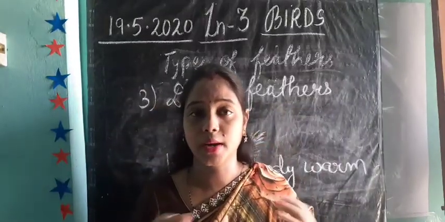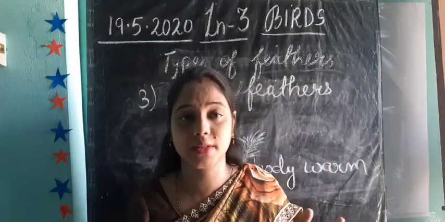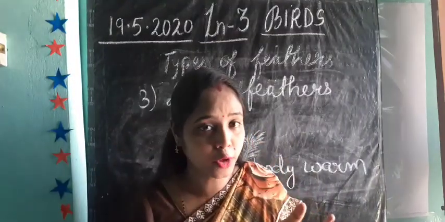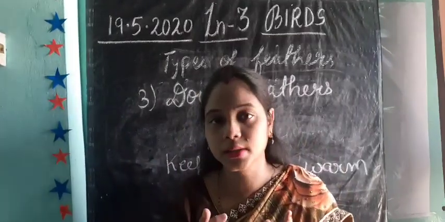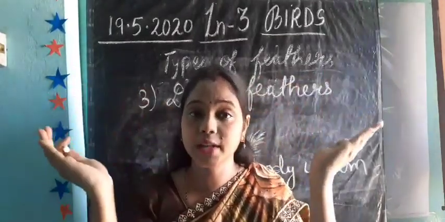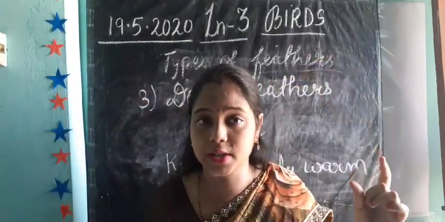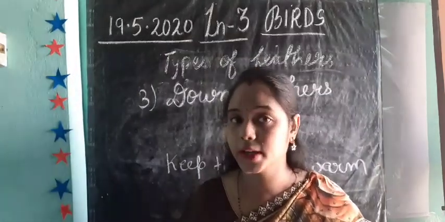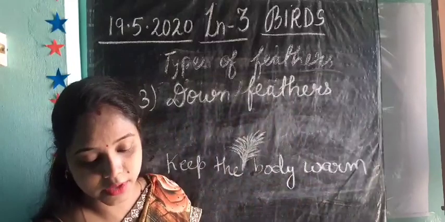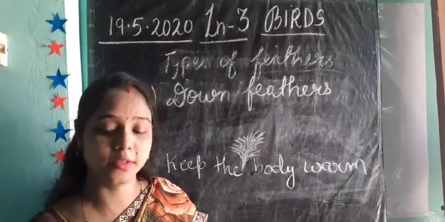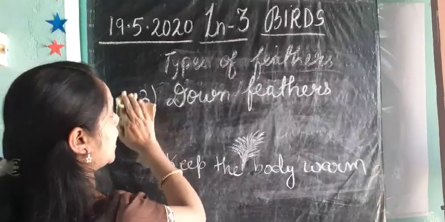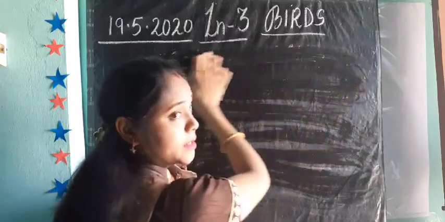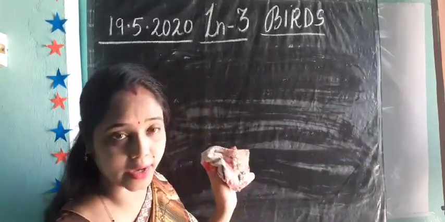Then on the upside of the down feather, body feather is there. Body feather covers the body fully and gives beautiful shape and color to the birds. And on the wings, big flight feathers are there which help the birds to fly. Okay, that is very easy and simple. Now we will see how birds fly. Our next topic is how birds fly. But before going on to that, once again I will revise this.